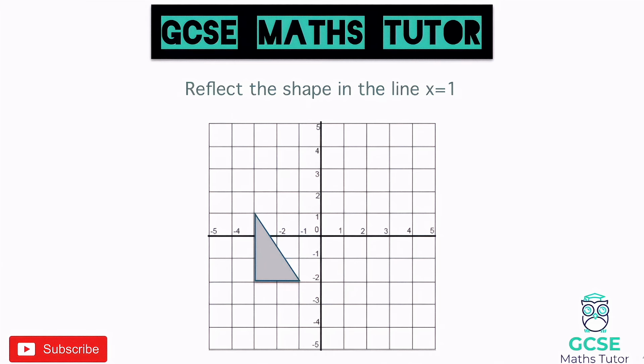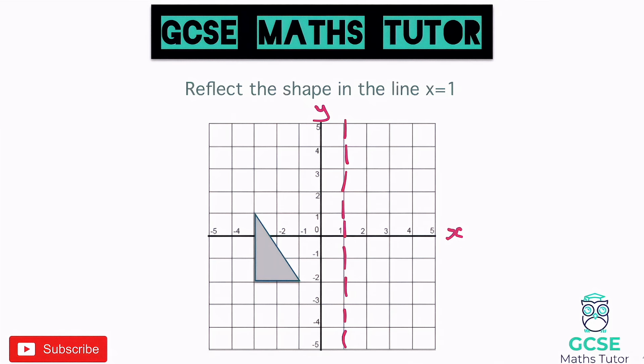Okay, so reflect the shape in the line x equals 1. Now this is your x-axis and this is your y-axis, so x equals 1 is right there. And the only line that you can do from that point, other than going across the x-axis, and it doesn't say the x-axis, is to go up and down. So x equals 1 is this line here. If you think about any coordinates on that line, the x coordinate's always 1. So that's our reflection line there.